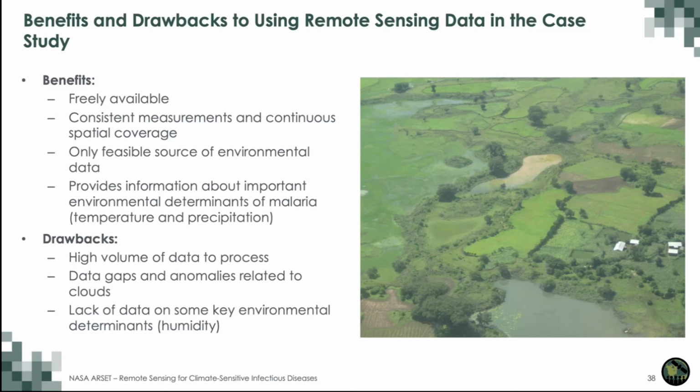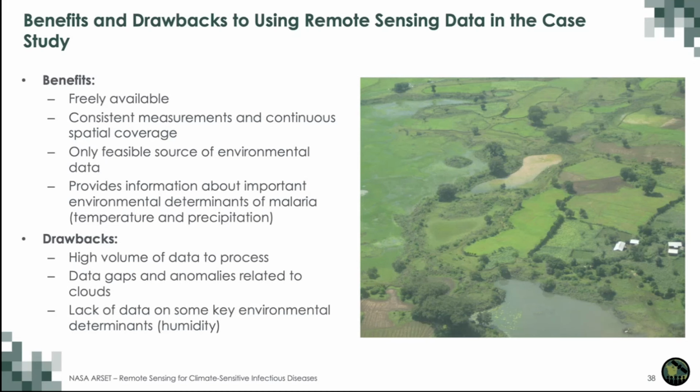The other thing is we don't have data on all the key environmental determinants. I would point out, for example, that land surface temperature is not the same thing as air temperature, which is really the most relevant measurement. But when we're looking at fluctuations over time versus trying to get the exact air temperature, it's worked pretty well.